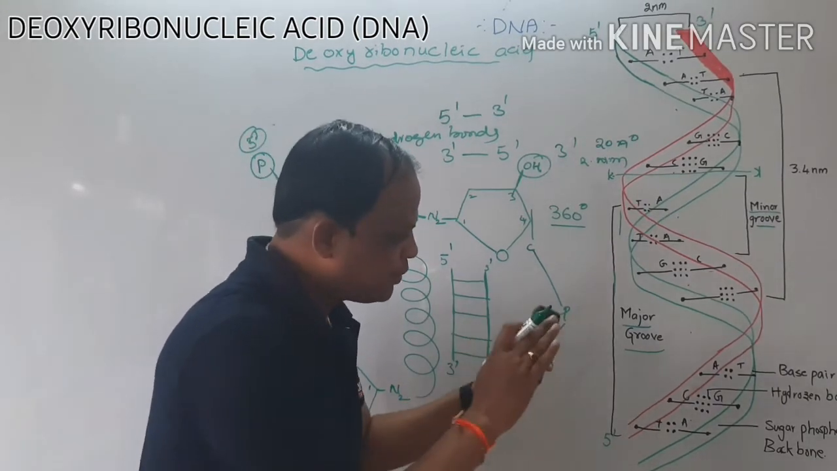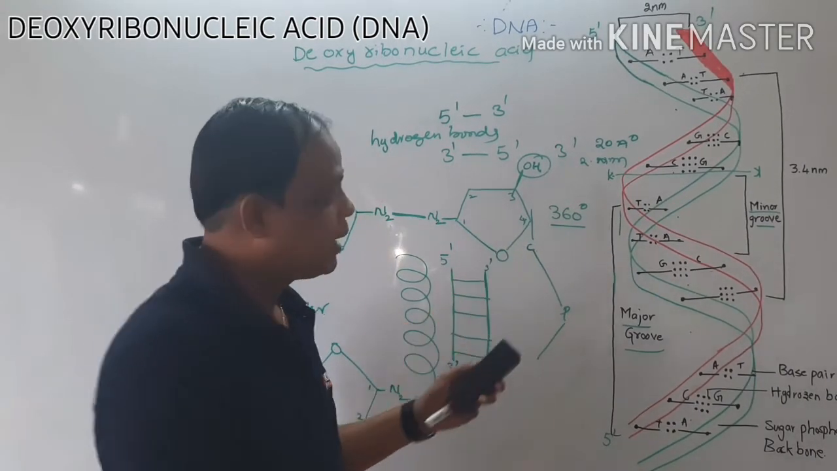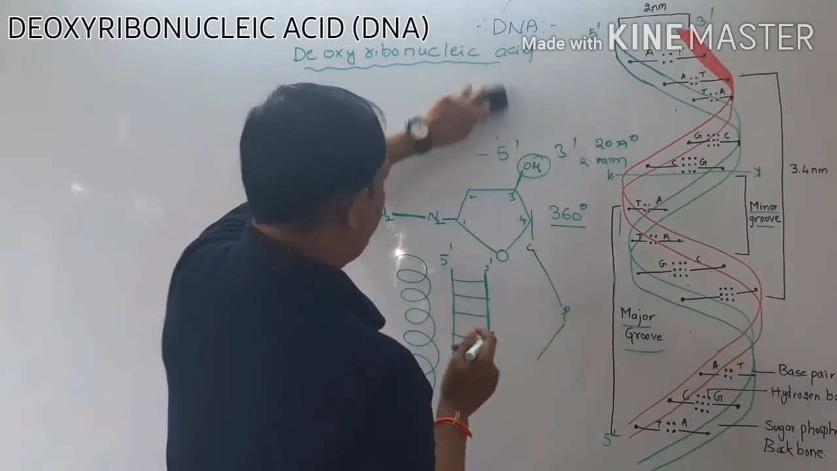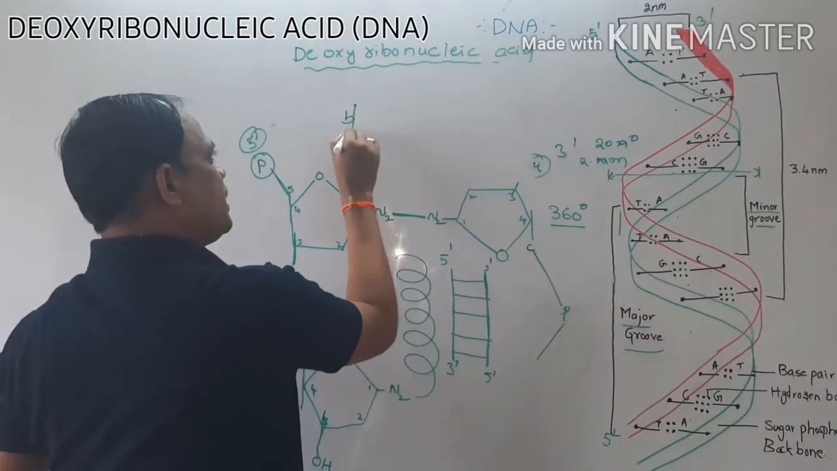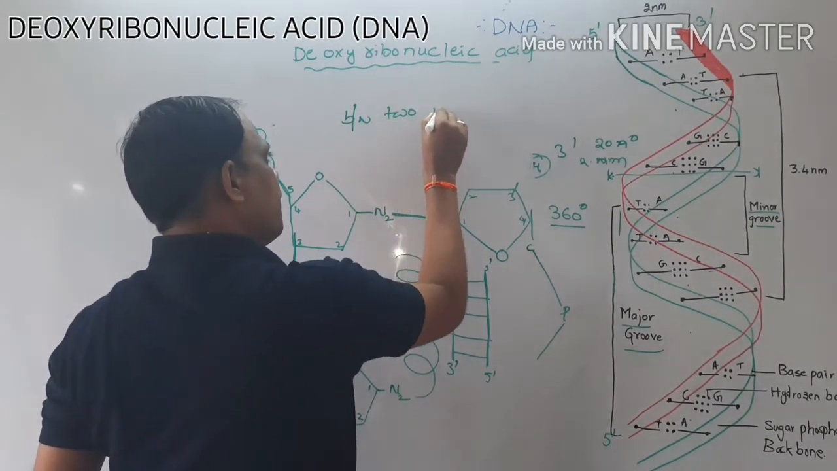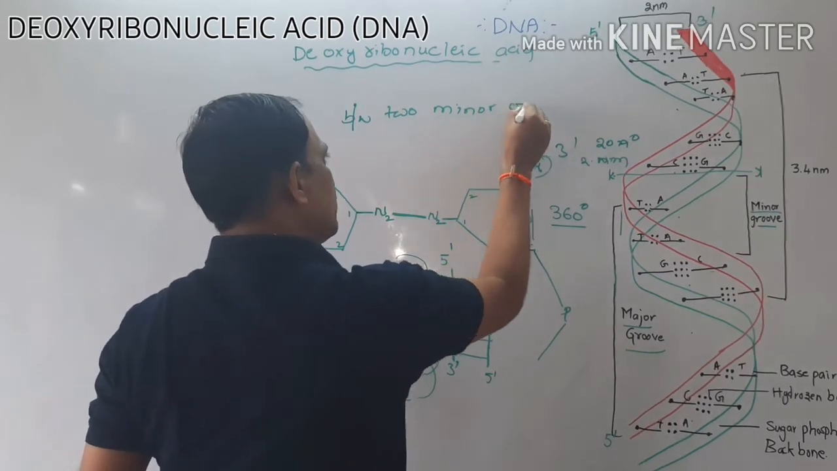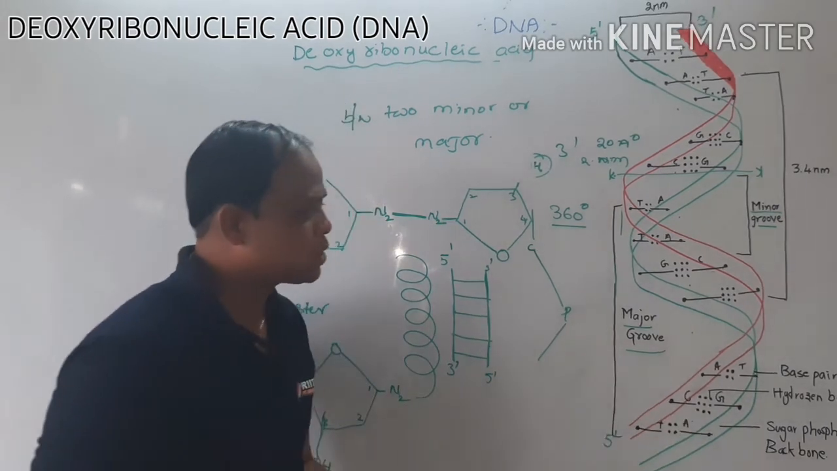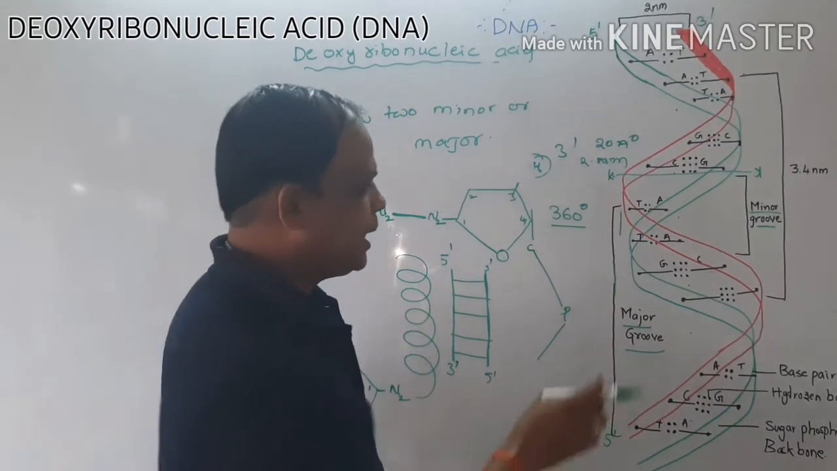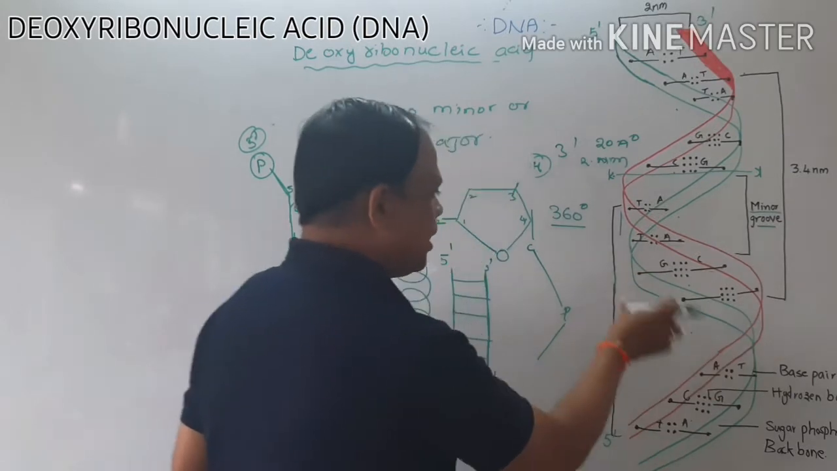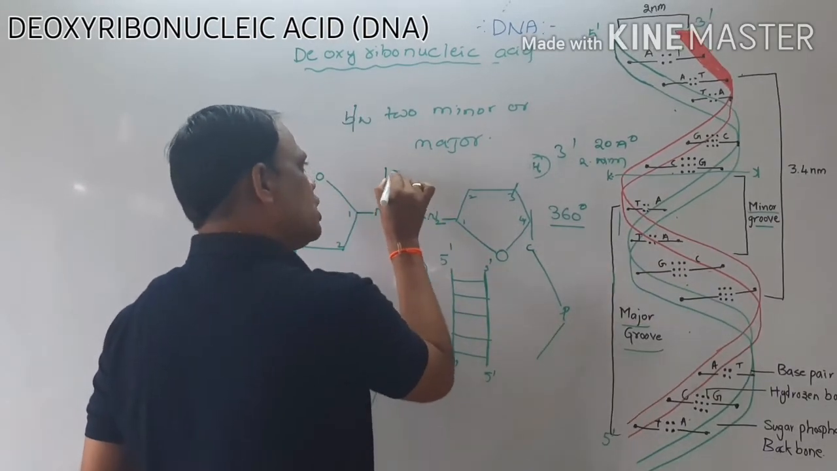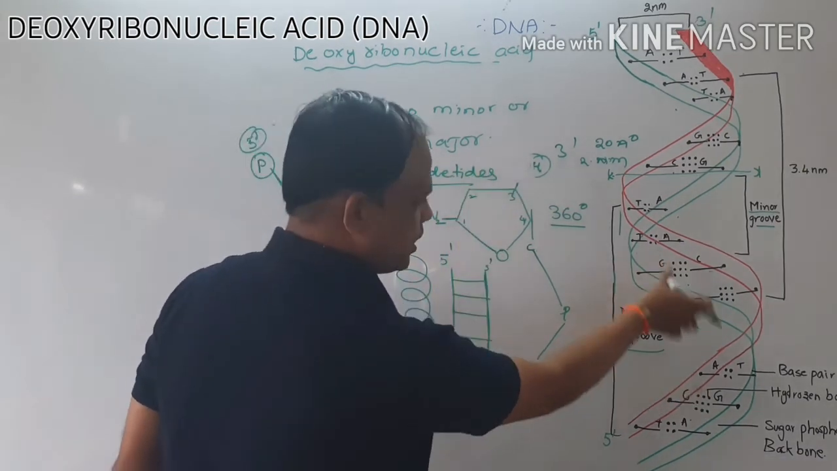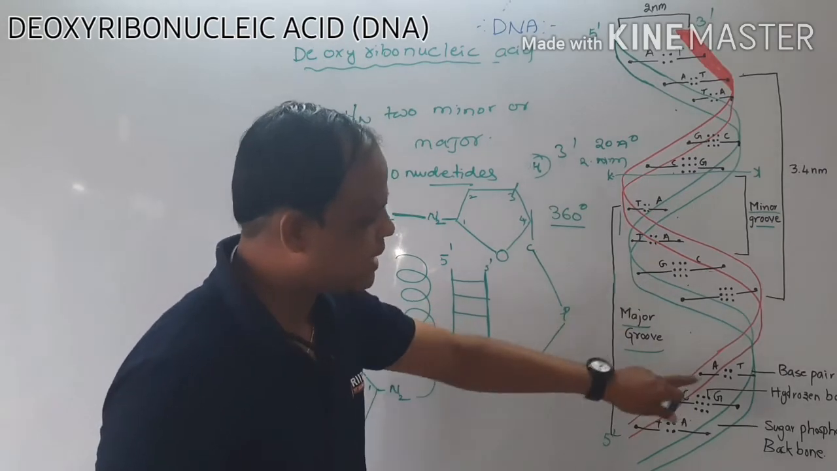So the distance between two major grooves, or between two minor grooves, is also called one helix. In one helix, mainly 10 nucleotides are arranged. The 10 nucleotides are bonded. Okay, 10 nucleotides are arranged.